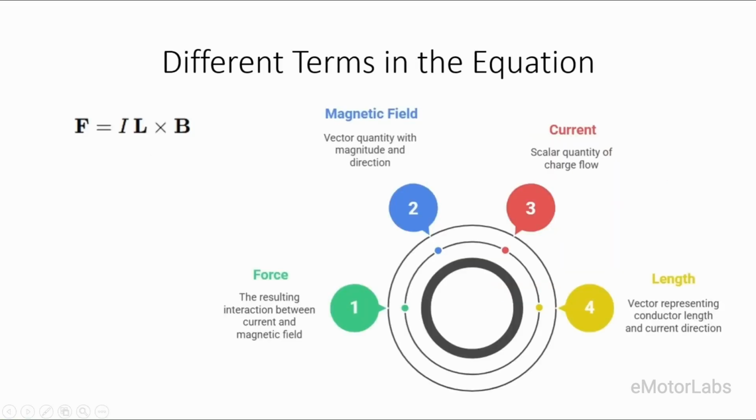Here in the equation, I is the current, which is a scalar. It tells us how much charge flows but not its direction. B is the magnetic field, which is a vector. It has both magnitude and direction.